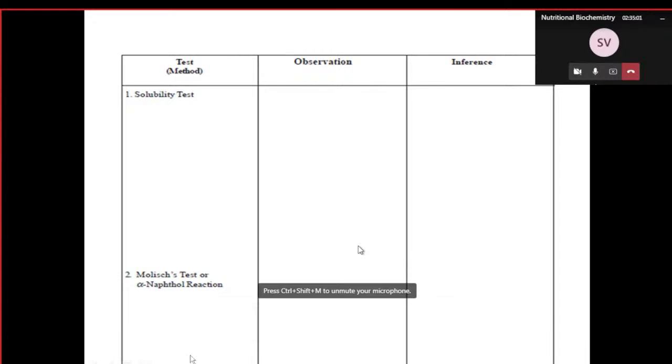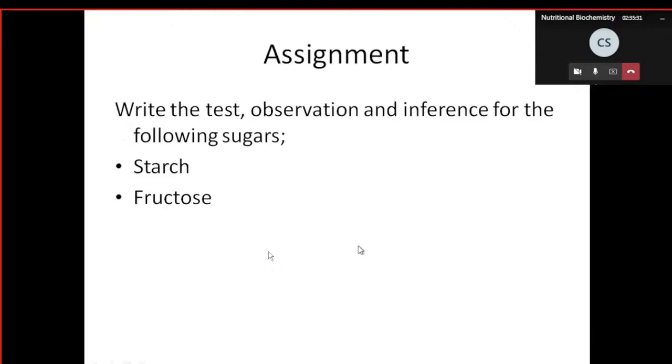How will you do it? Take Benedict's reagent, add a few drops of the sugar, carbohydrate solution to it. Keep it in a boiling water bath for 2 or 3 minutes. What will be the observation if it is starch? Will you get a positive result here? It will be negative, ma'am. For Benedict's test, will you get positive or negative? Negative. So you will write negative, absence of reddish brown precipitate. For starch, Benedict's test, you will write absence of reddish brown precipitate.